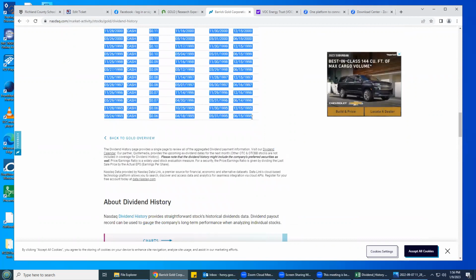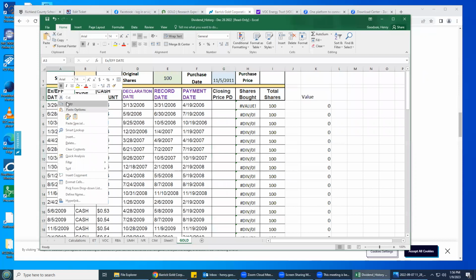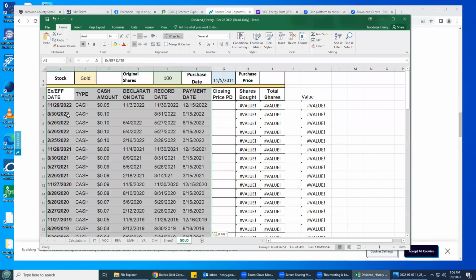You want to right click, copy this, and if you get it right, when you go back to your spreadsheet, go back to gold. If you click in the first cell, you want to go here, right click and do paste. If you did it right, it'll replace it. If you do it wrong, it'll put it all in one column. Then you want to go back and highlight the data. I don't know if you need the headers or not.